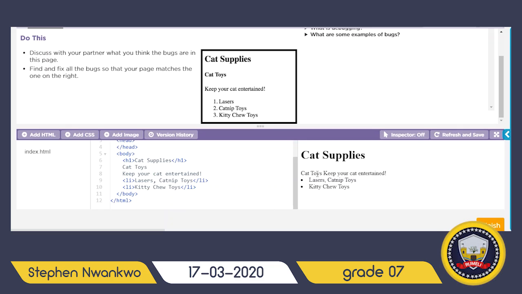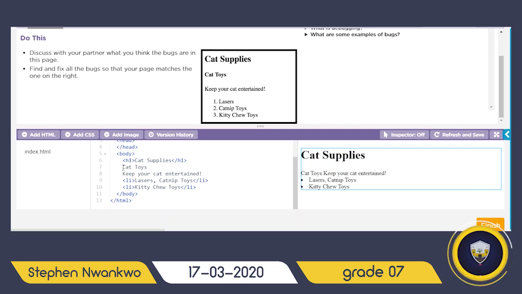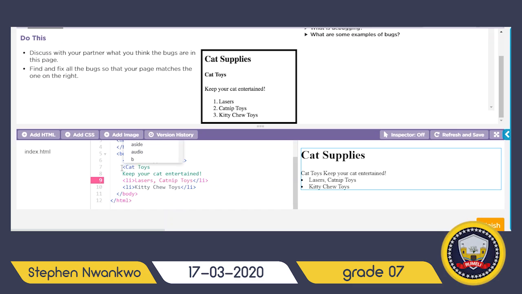Over here you have cat toys, keep your cat entertained. So what you do here is to add a header tag to the cat toys. We have the big header as header 1, and over here cat toys and cat supplies have different sizes. So here we are going to use H2, that is header 2, a smaller header.